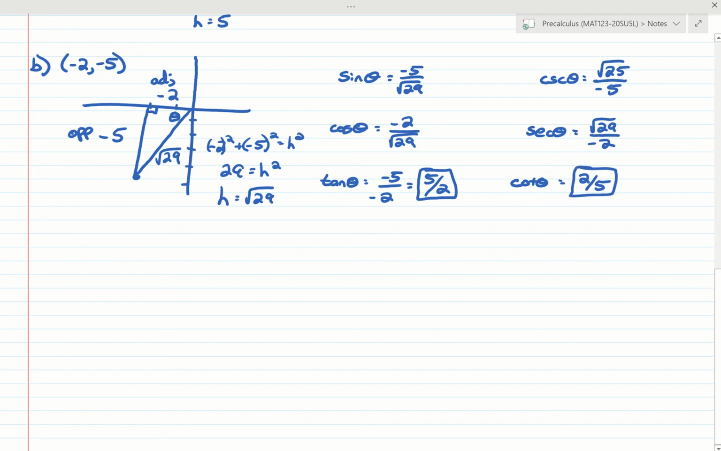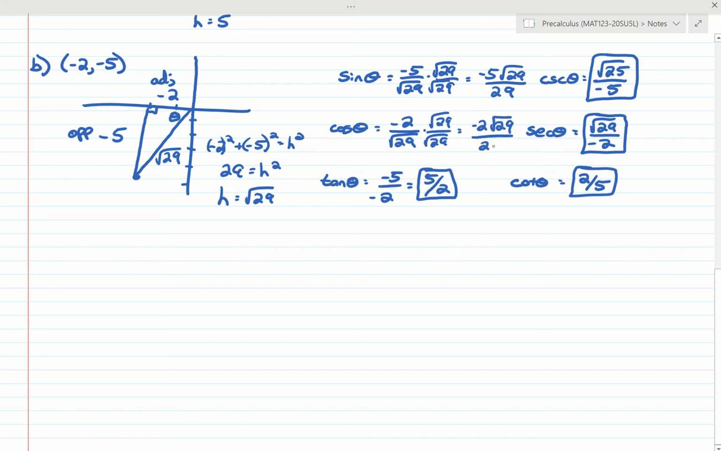That's what we get. Now, most of these are pretty good, but remember, you can't have a radical in the denominator. So for sine and cosine here, I'm just going to rationalize them by multiplying by the square root of 29 over the square root of 29. That would get rid of the radical on the bottom, and everything would be fine. So we get -5 root 29 over 29, and cosine would be -2 root 29 over 29.